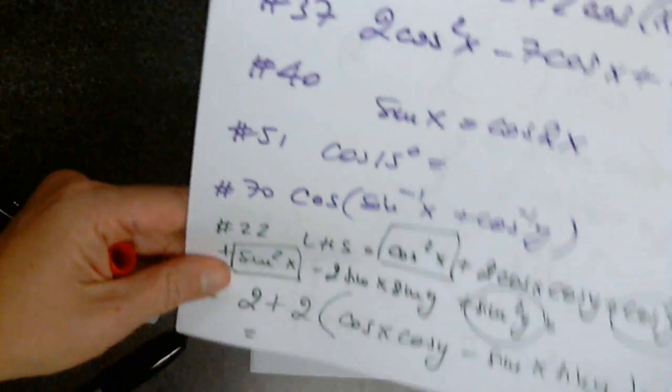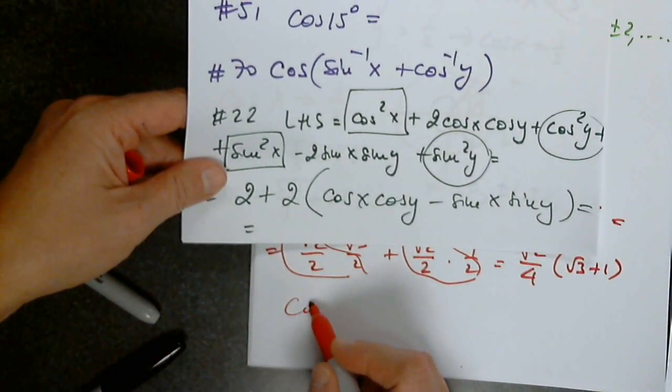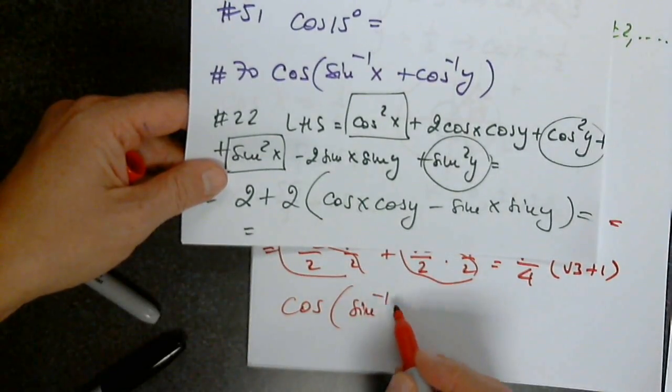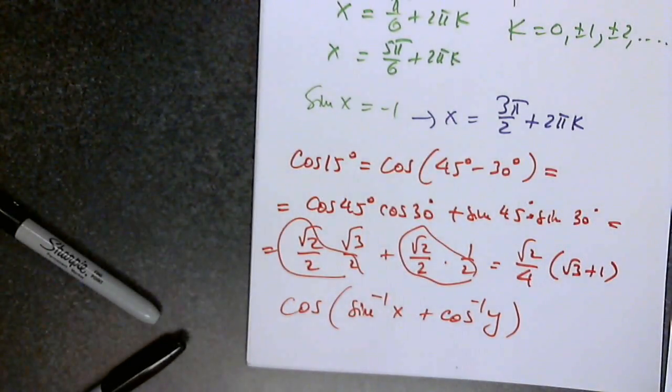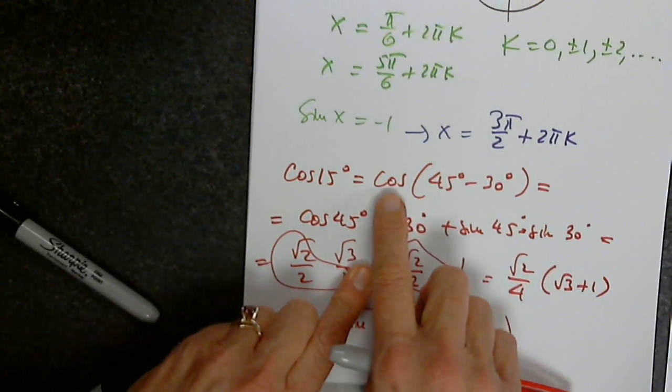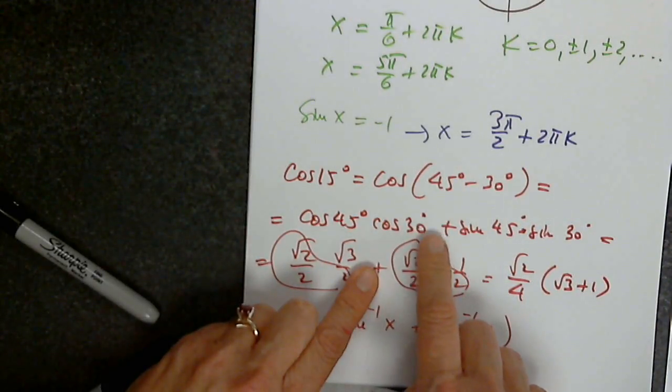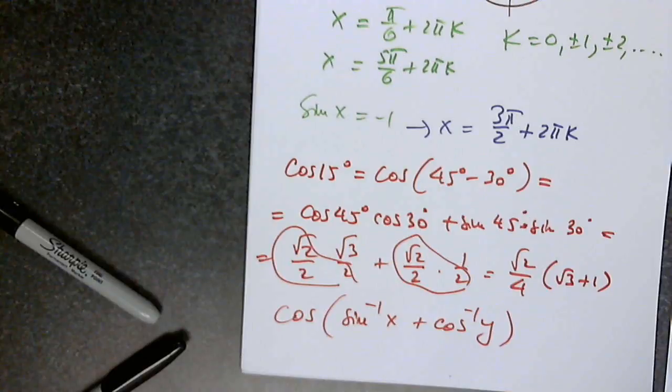Okay, good. Last problem that we chose before we look at that test: cosine of sine inverse x plus cosine inverse y. So let's work on this. And I want to choose more examples. So where does the sign come into play? That one, yeah. The formula for cosine alpha minus beta is cosine alpha, cosine beta plus sine alpha, sine beta. Okay, that's right.